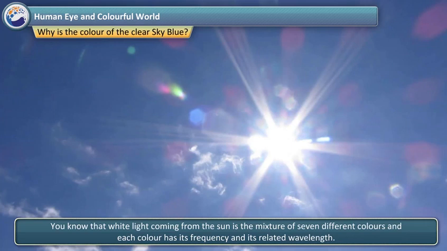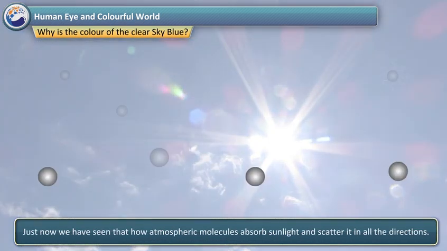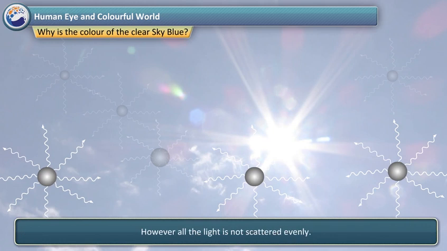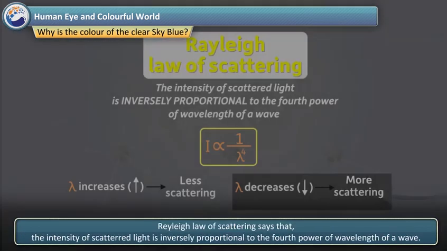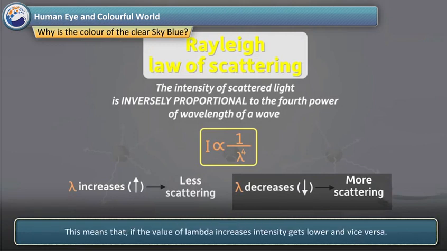Why is the color of the clear sky blue? You know that white light coming from the sun is a mixture of 7 different colors, and each color has its frequency and its related wavelength. Red-colored light has the longest wavelength, while violet-colored light has the shortest wavelength. We have seen how atmospheric molecules absorb sunlight and scatter it in all directions. However, all the light is not scattered evenly. Rayleigh's law of scattering says that the intensity of scattered light is inversely proportional to the 4th power of the wavelength of a wave. This means that if the value of lambda increases, intensity gets lower and vice versa.